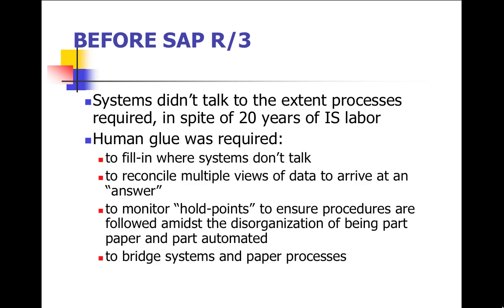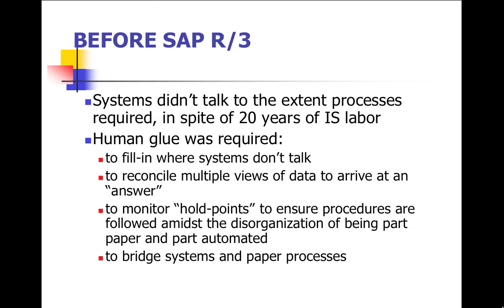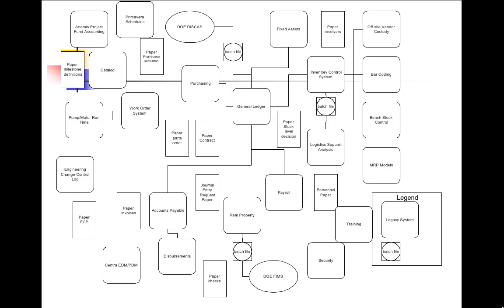So to fill in where systems don't talk and people don't want to talk or can't talk, we put in SAP. It monitors hold points to ensure that procedures are followed, given the disorganization of being part paper, part automated. It does sit in the middle of everything and organize traffic in some ways. So it basically bridges systems and paper processes together. In fact, that's basically what we had to do before we had SAP and tools of that nature.